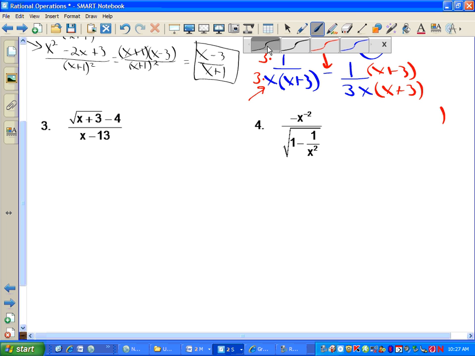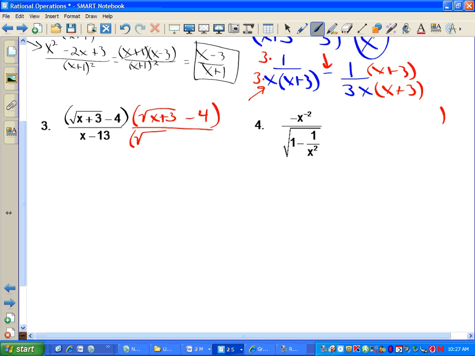The way you would rationalize this one is by multiplying by the conjugate. Remember that word, conjugate? So the conjugate of the square root of x plus 3 minus 4, the conjugate of that would be the square root of x plus 3 minus 4. If I'm going to do that to the numerator, I have to do that to the denominator. So remember conjugates. We like conjugates. Conjugates are beautiful because when you multiply by conjugates, the outsides and the insides cancel.